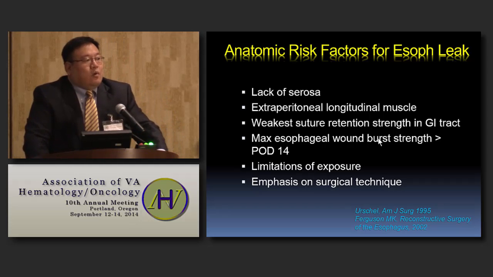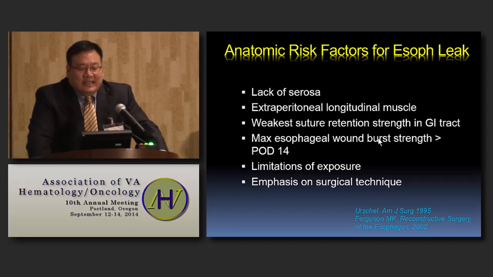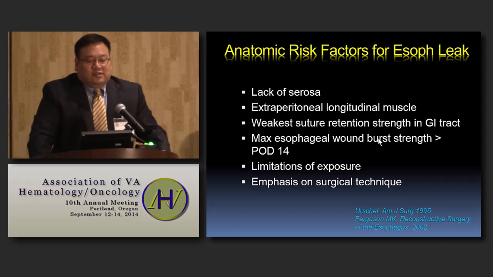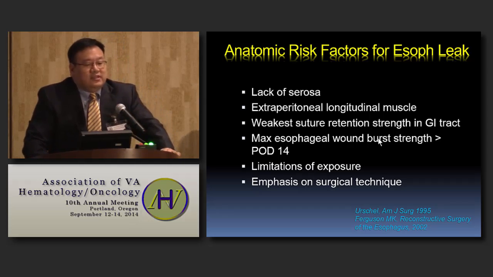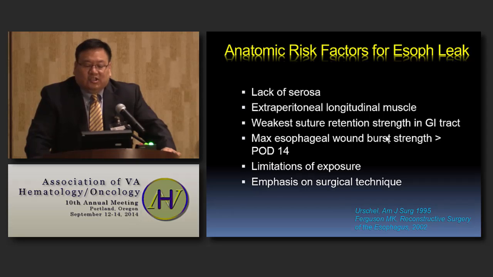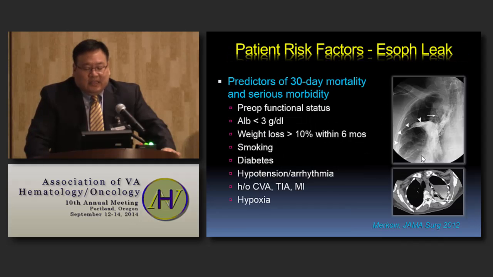Now, why is that, and why is this anastomosis more difficult than in other areas of the body? There are several anatomic features. One is a lack of serosa and the absence of an outer longitudinal muscle layer, which both contribute to having the weakest suture retention strength in the GI tract. And it takes longer to heal, typically achieving maximal burst strength 2 weeks post-op. And compounded with that is the limited exposure in the small confines of the neck to create this anastomosis.